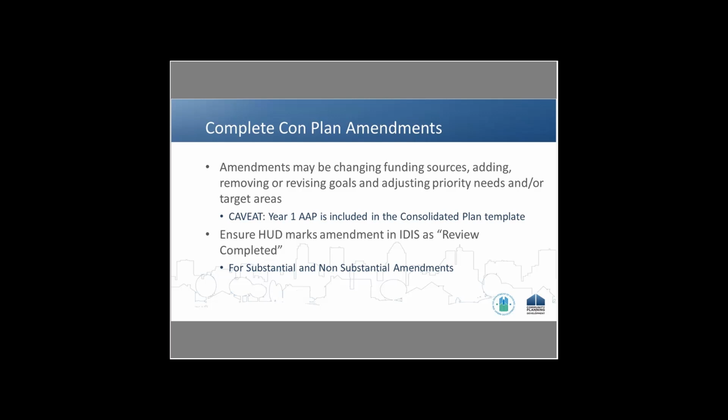Regardless of whether it's a substantial or a non-substantial amendment, you need to make sure that the amendment is marked in IDIS as review completed before you create your 2018 action plan. That will allow you to make sure that all of the data from your amended consolidated plan is flowing correctly into your 2018 action plan. And again, as that timeline noted, you want to be going through these in sequential order. It will make it that much easier in terms of how the data is flowing.